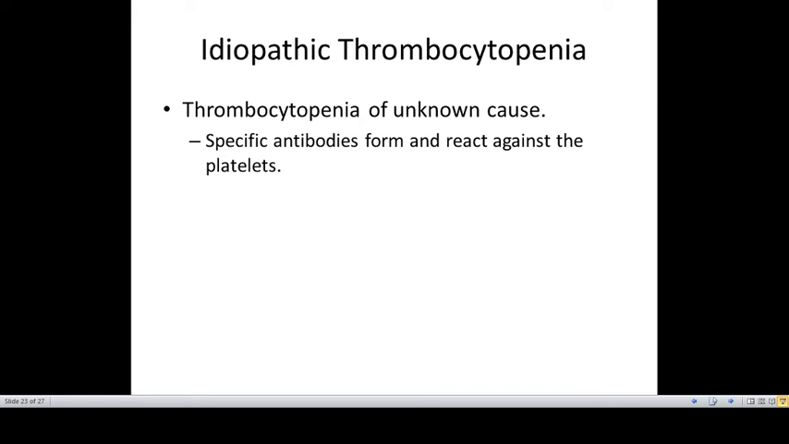Most people with thrombocytopenia have the disease known as idiopathic thrombocytopenia, which means thrombocytopenia of unknown cause. In these people, it has been discovered that for unknown reasons, specific antibodies are formed and react against the platelets to destroy them.